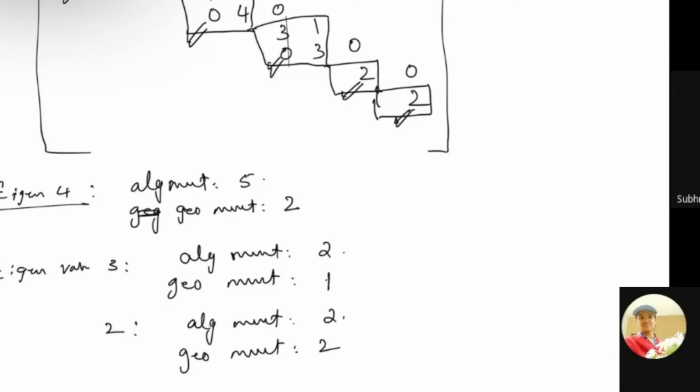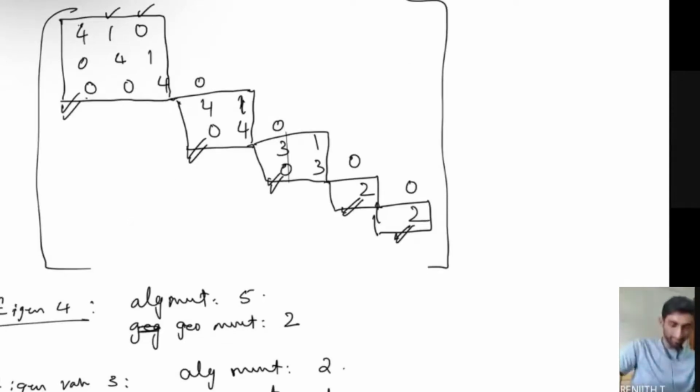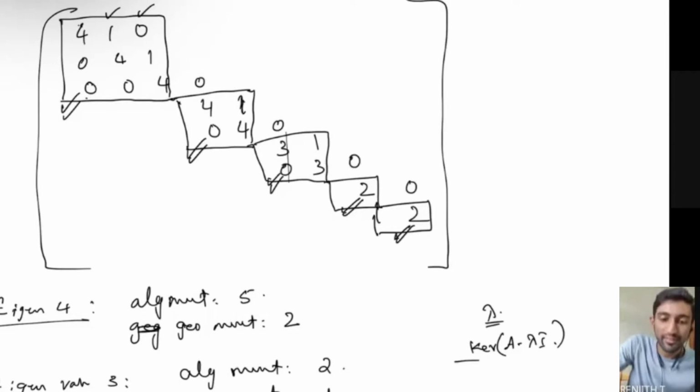Sir, please repeat the geometric multiplicity. Yeah. So here, what does geometric multiplicity mean? The number of linearly independent eigenvectors. That is what we call geometric multiplicity. If lambda is an eigenvalue, what is the dimension of the kernel of A minus lambda I? That is what we call geometric multiplicity. Yeah, there is a much simpler way. I will tell you after this.